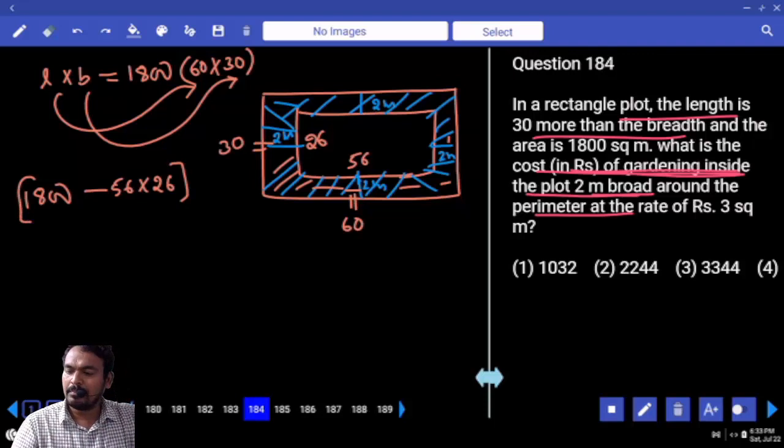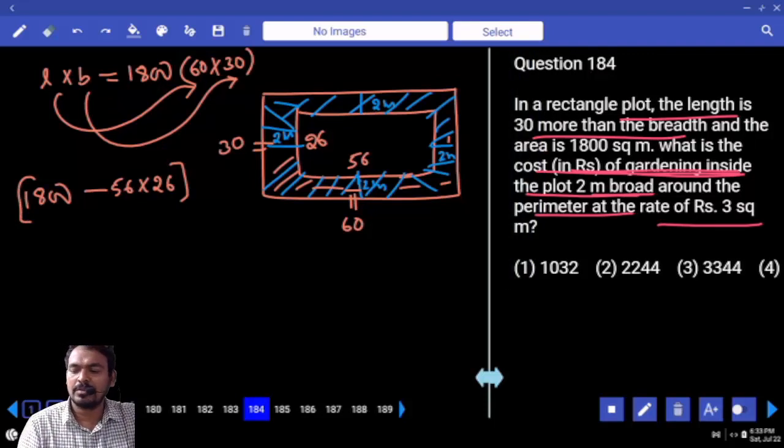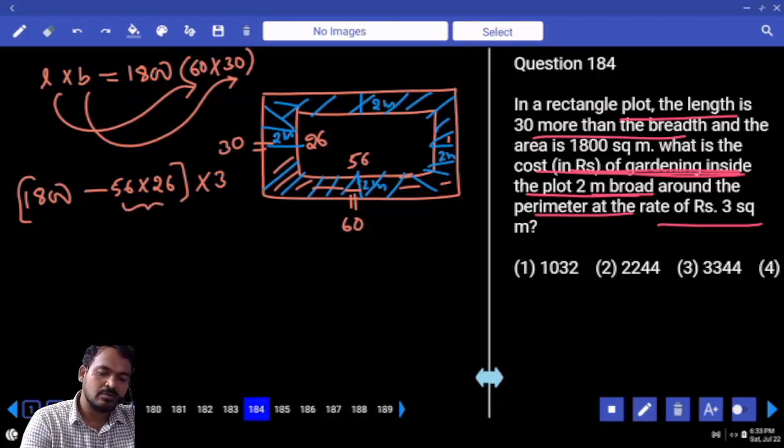But garden area per every square meter, how many rupees are spent? 3 rupees. Means multiplied by 3 rupees, sir. What is 56 into 26? 26 into 50 is how much? 1300. 26 into 6 is 156. Total it is 1456, sir.